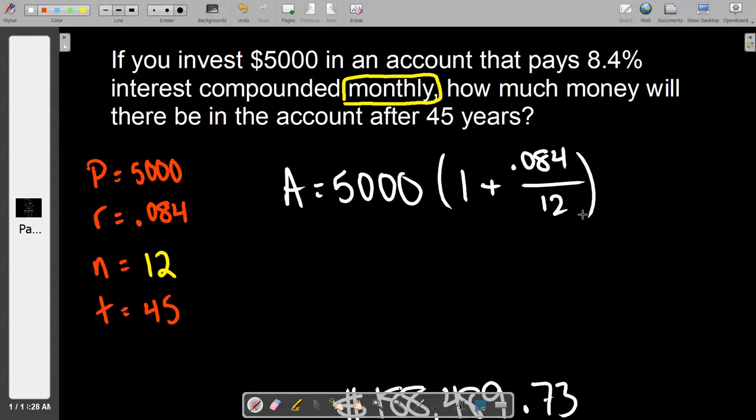What's my exponent going to be? Yes, it's going to be 540. And that's the result of 12 times per year for 45 years. Again, you're still getting 8.4%. It's just happening in smaller pieces more frequently.